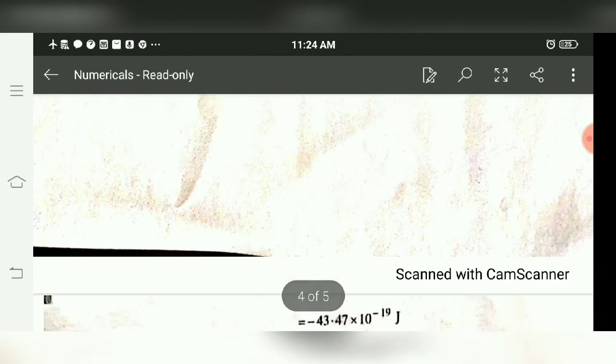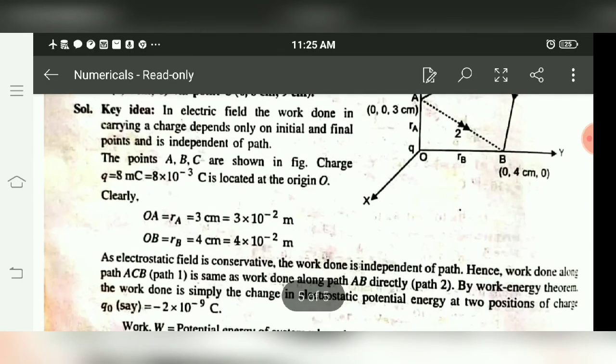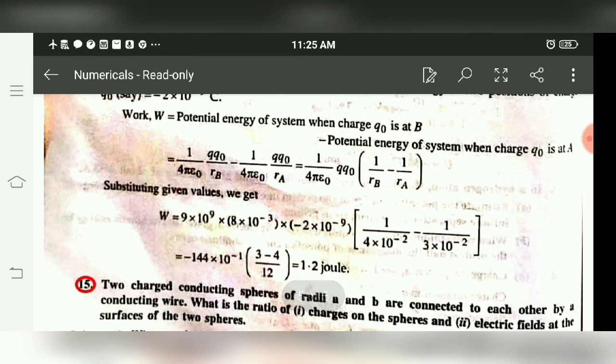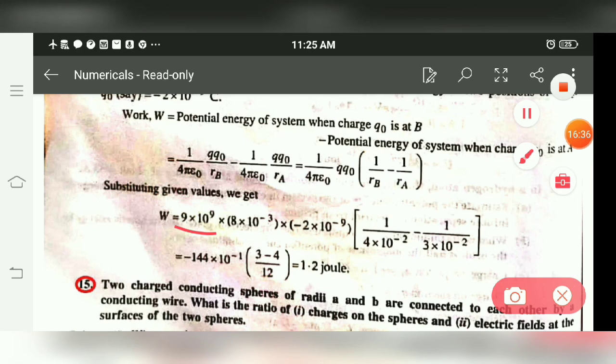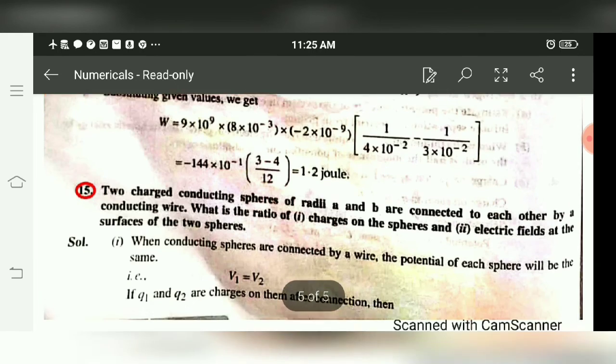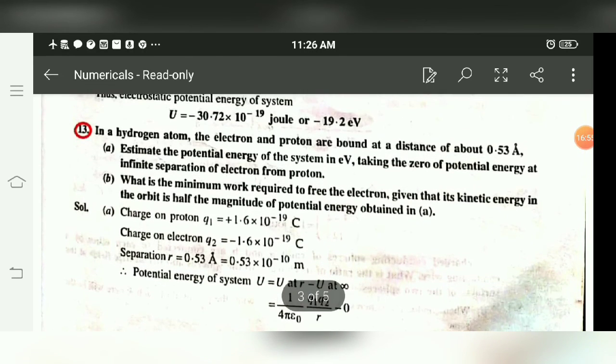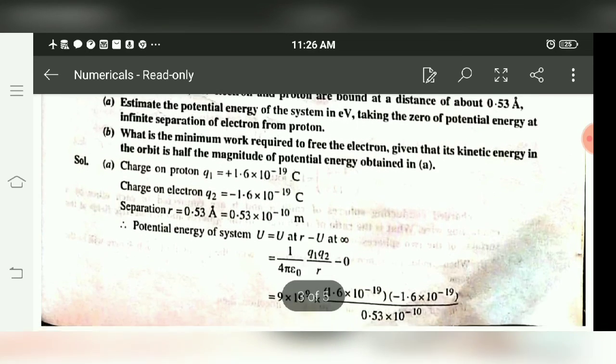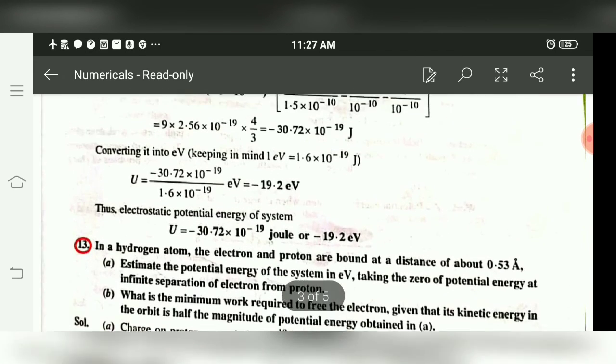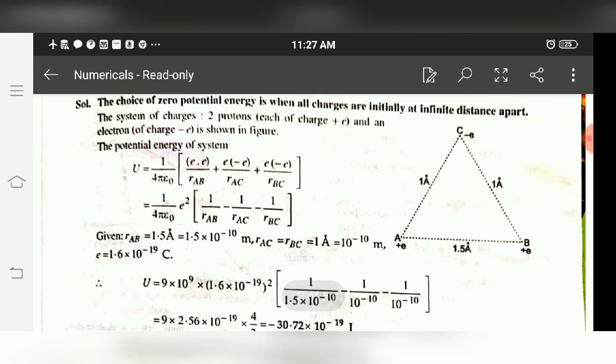By substituting the values, you will get this result. By solving, k is 9 into 10 raised to power 9, then the values of Q and Q naught, then substituting the values of OA and OB, you get the result in joule. You can convert this into electron volt. In this way, you can calculate the potential and the energy required. So this was the solution. You must try different numericals related to this topic by yourself.